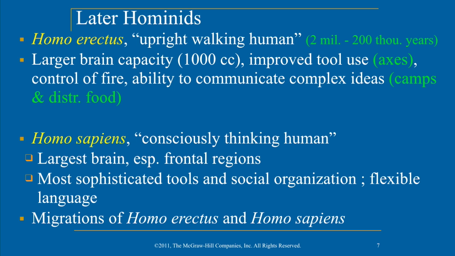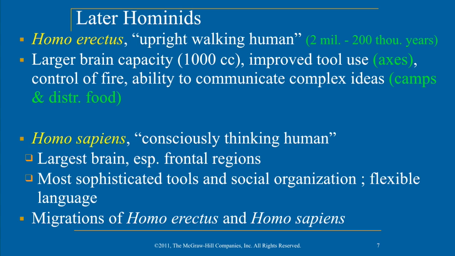Later hominids, Homo erectus, the upright walking human. They developed around 2 million to 200,000 years ago. They had a larger brain capacity, about 1,000 cubic centimeters. They had improved tool use, which means they built axes. And when you think about why you build an axe, you use it to chop down wood. And when you chop down wood, you're obviously using that wood for fire or for structures.